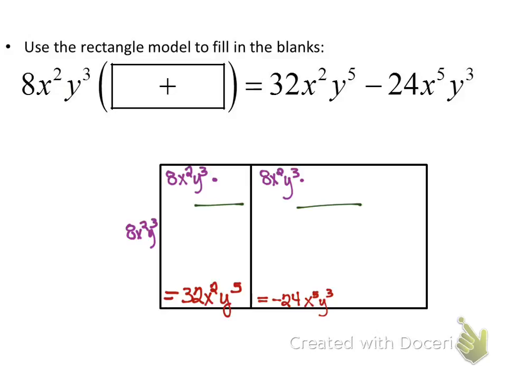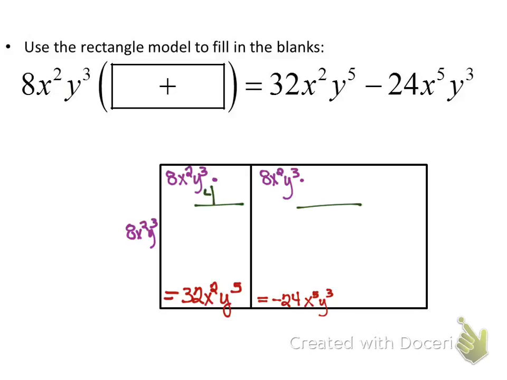So what I want you guys to do is first determine what numbers do I need. So what number do I need to multiply 8 by? So 8 times what will get me to 32? So 8 times what will get me to 32? 4. 4.